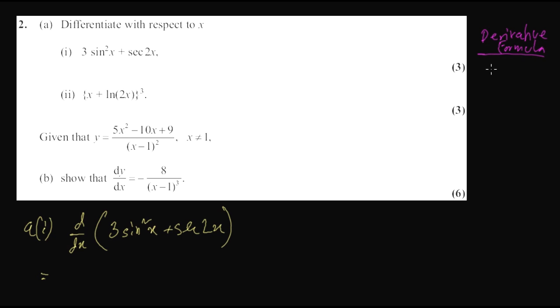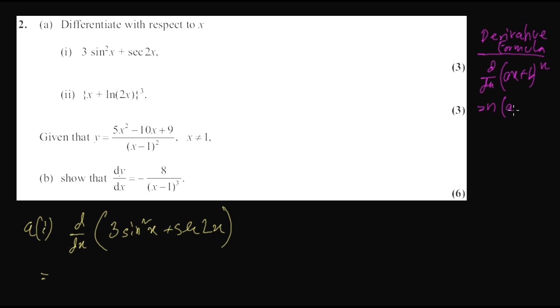So this question is, differentiate, meaning d by dx of 3 sine squared x plus sec 2x. Okay, now we have to find the derivative. Now in order to do this sum, what we have to know is the derivative formula for d by dx of (ax plus b) to the power n.